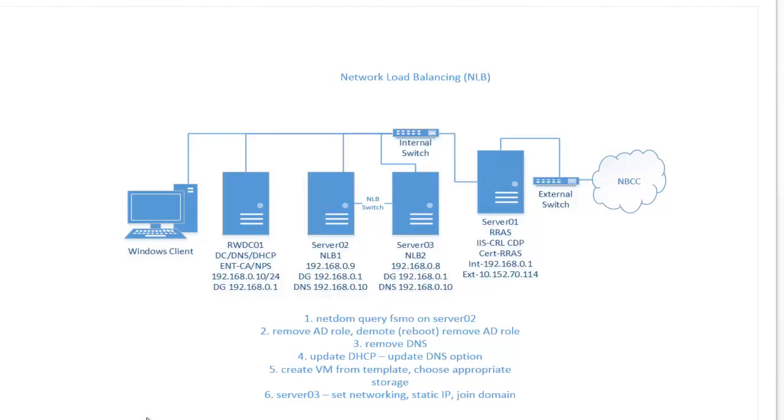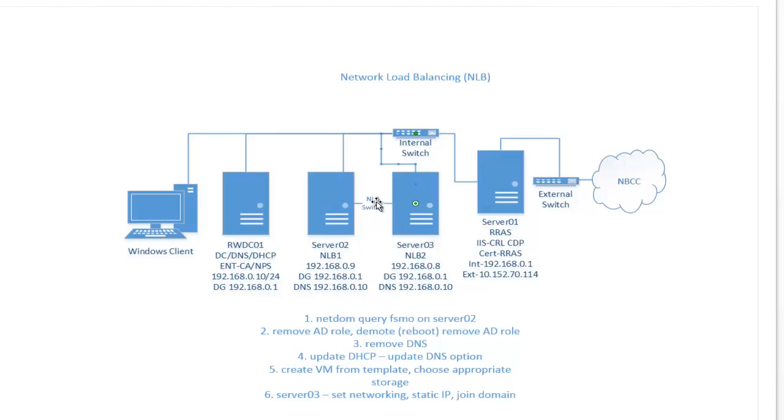So let's say I already have this set up. I have server 03 already. I've set a static IP 192.168.0.8 on this one, on the internal network. I pointed the default gateway to my internal interface on the remote access server, and DNS on everything is set back to 192.168.0.10. So there's one more configuration. Once you have all of this, you're ready to begin network load balancing.